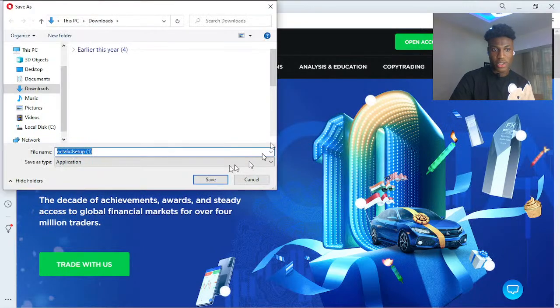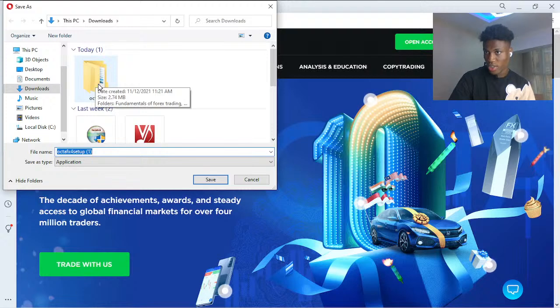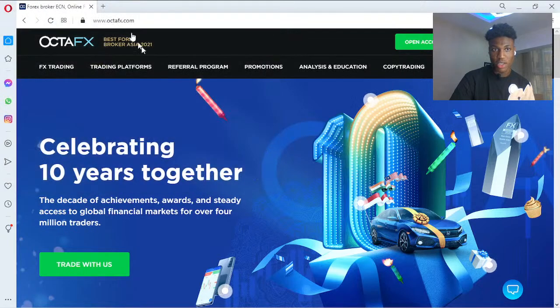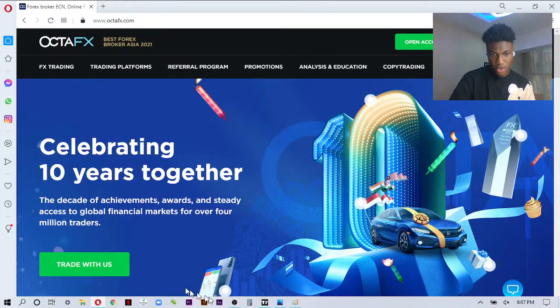And then it's automatically going to pop up which folder I want to save the setup file. Now I have already gone through this process. I've downloaded the trading app. So the process is really easy. You download the setup file and then you click on it, and every step is very easy. So I'm just going to skip this because I have already downloaded the trading app, right?